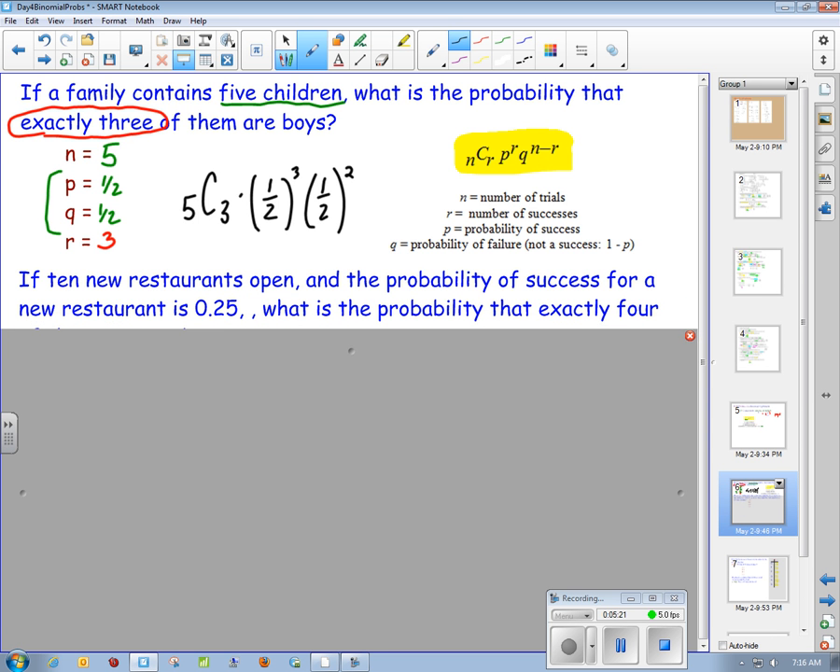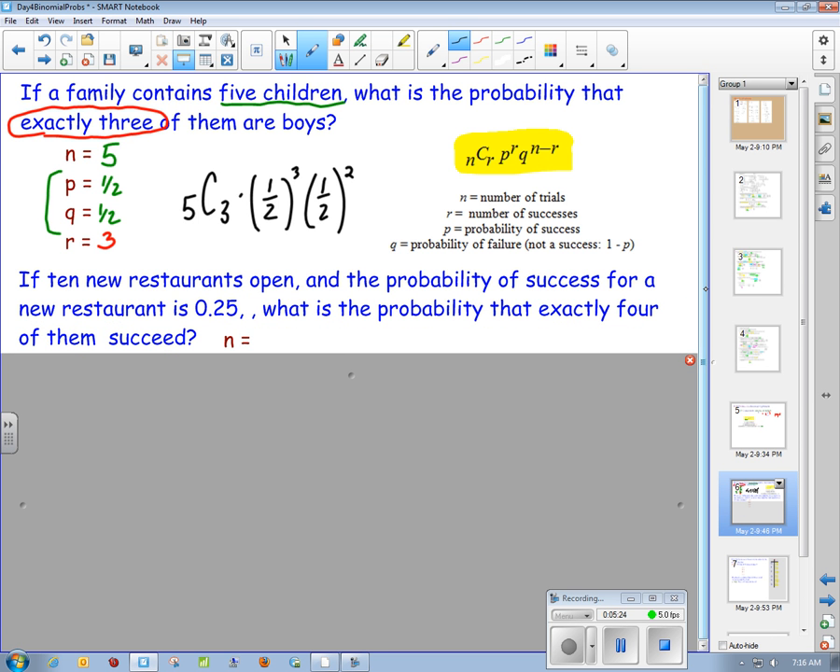A second example, we're going to open 10 new restaurants. Now the probability of success for a new restaurant is 0.25.